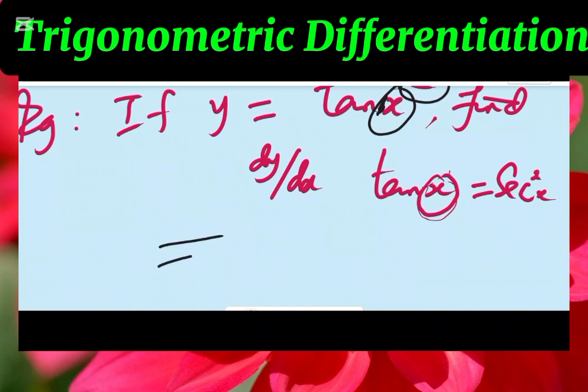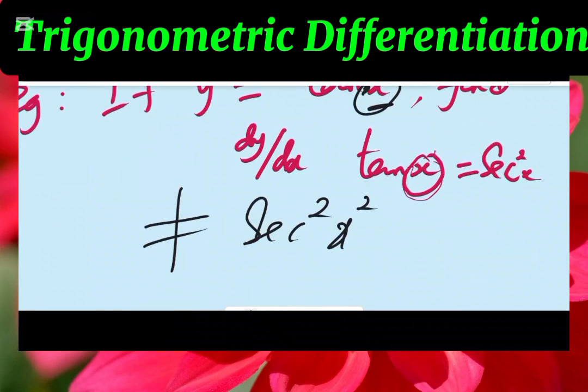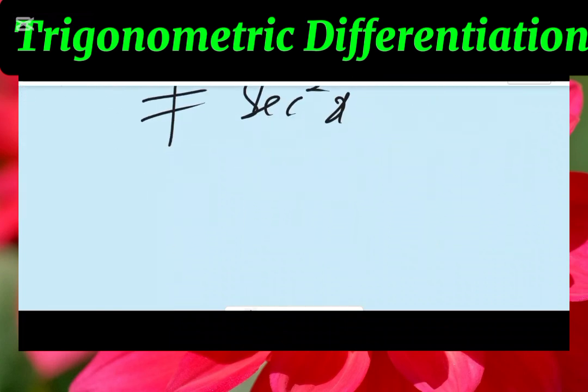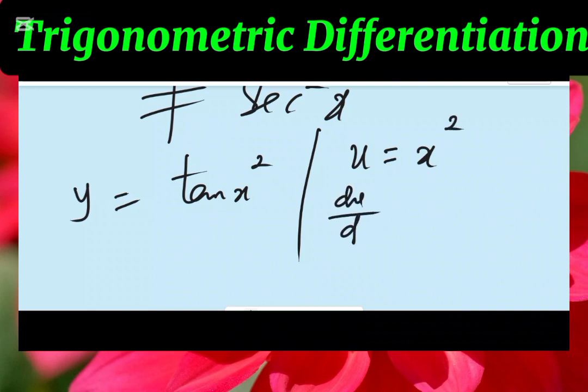It is not sec square x square, no, because the power of x here is 2. So what are we going to do? We apply chain rule. How? y is equal to tan x squared. Let u equals x squared. So du dx is equal to 2x.